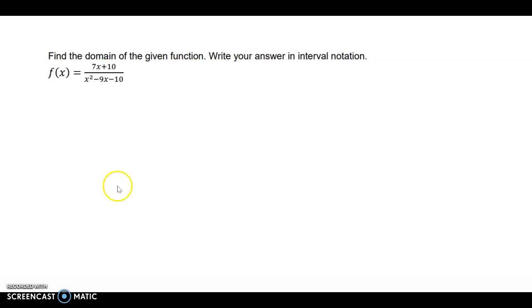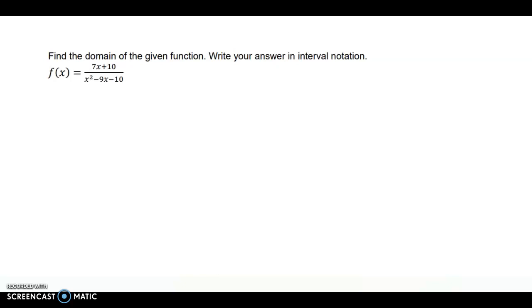We need to find the domain of the given function. The answer needs to be written in interval notation. So we have f of x equals 7x plus 10 over x squared minus 9x minus 10. So to find the domain, basically we're looking for problems.